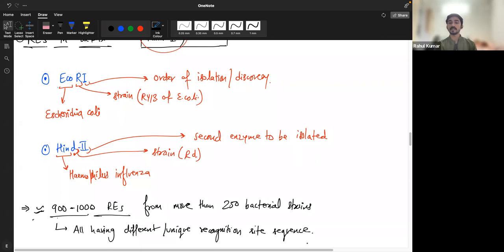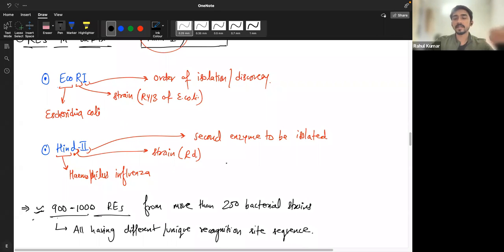And these site sequences are small or big. It can be 3 bases, 4 bases, 6 bases, in some cases 8 bases or more also. So whatever experiment or research you are carrying, and wherever you want to cut your DNA, if you know that there is a restriction enzyme available, you will use that.